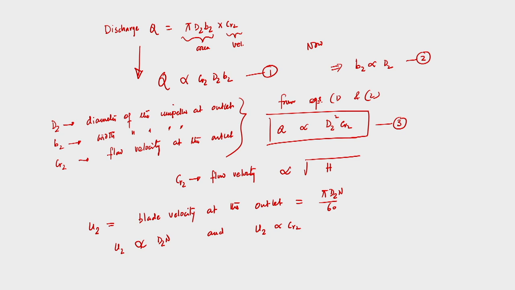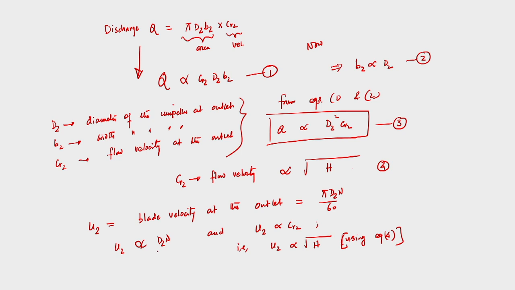So, now what I can write from this expression: u2 varies as d2 n, and u2 varies as CR2, whereas CR2 varies as root h. That is, u2 varies as root h, that I can write. So, using this equation 4, I am writing that u2 varies as root h.